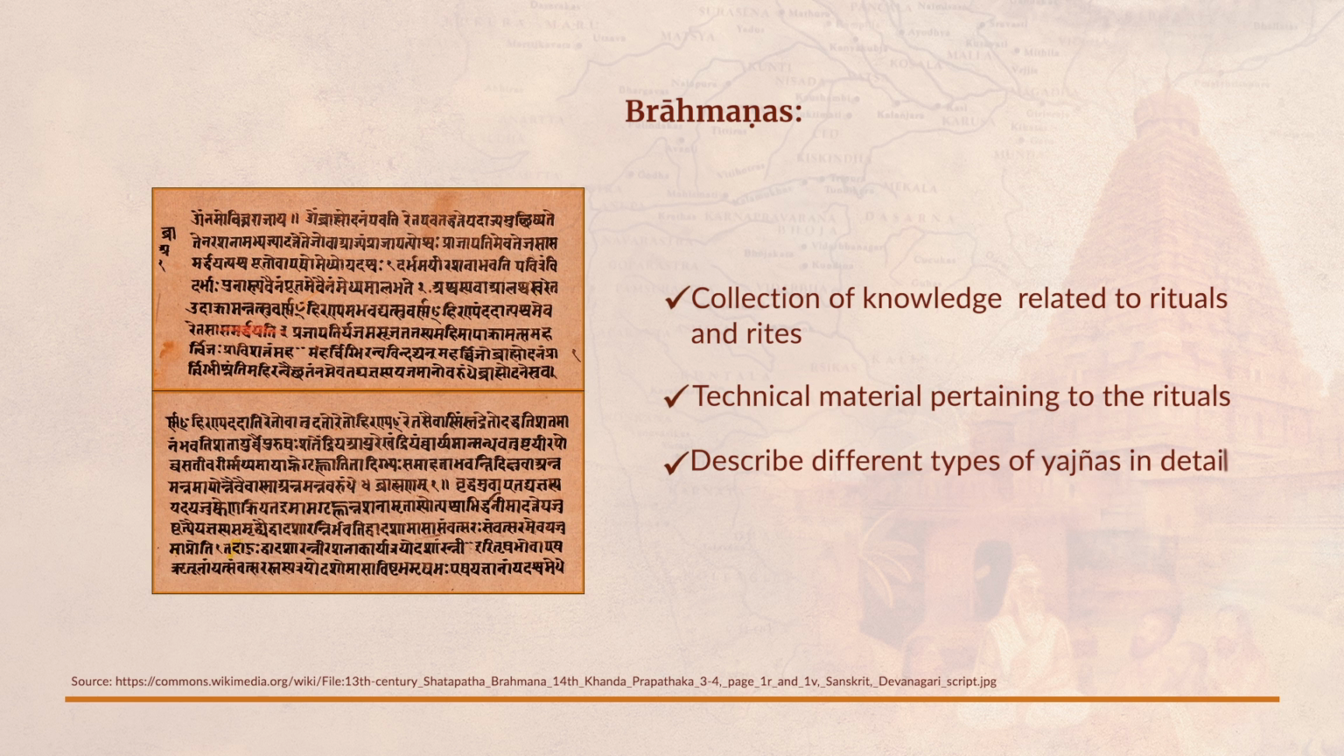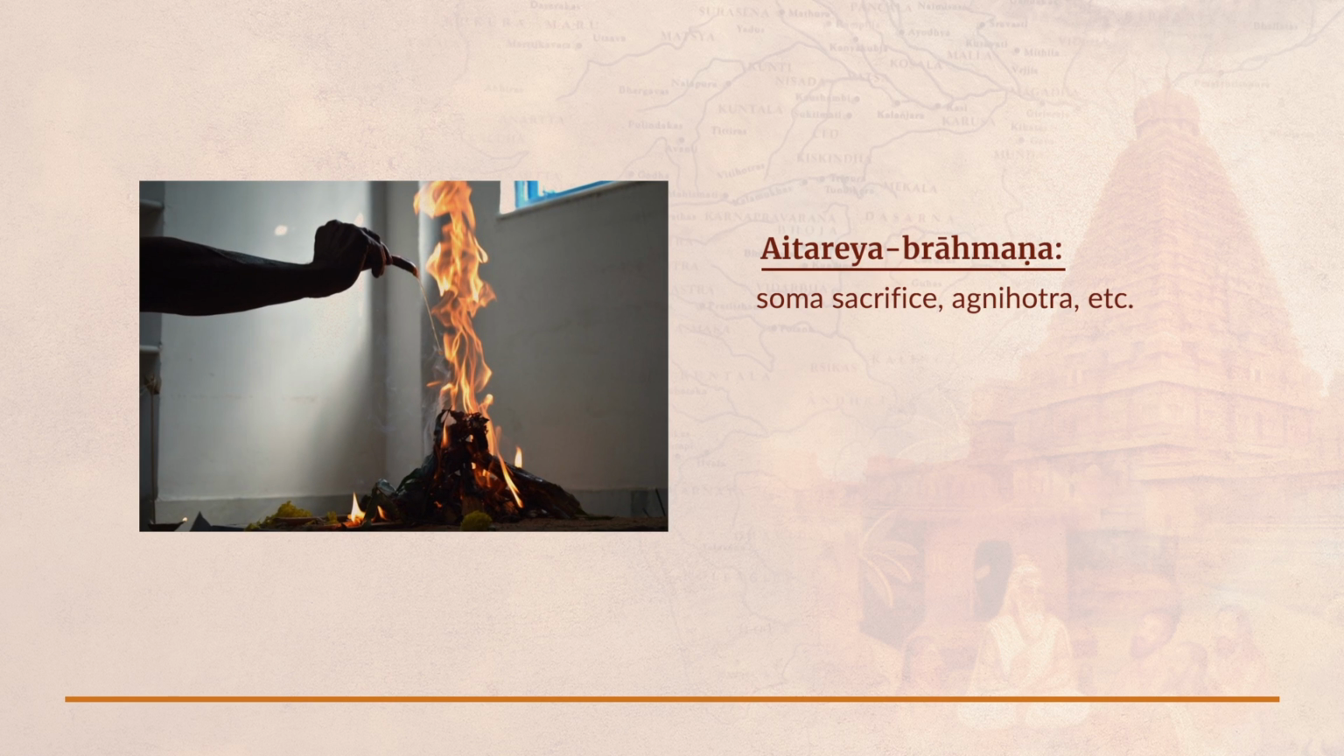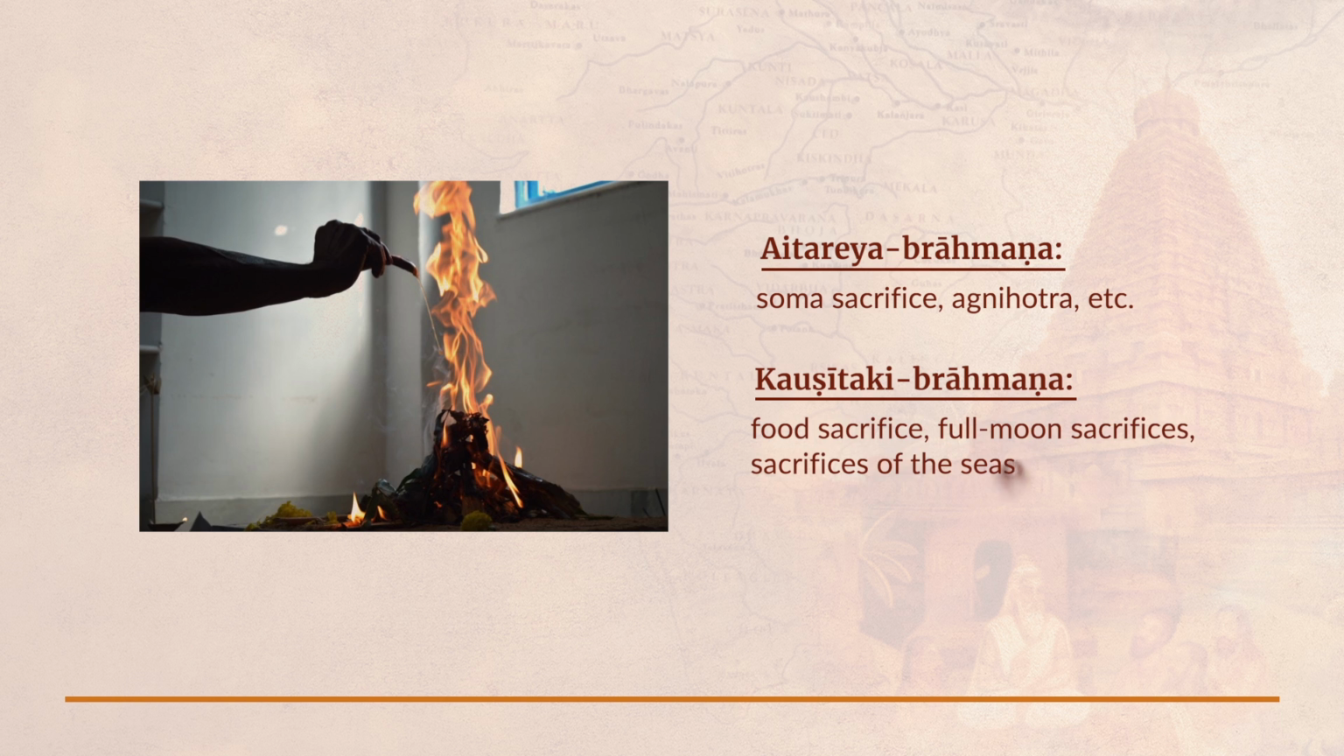It's like that actually. So they describe different types of yajnas with all the ritualistic details which are required. For example, the Aitareya Brahmana describes the Soma sacrifice, the Soma Yajna, and Agnihotra. Similarly, the Kaushitaki Brahmana provides details on food sacrifices, full moon sacrifice, and sacrifice of the seasons. So all these details are part of Brahmanas.